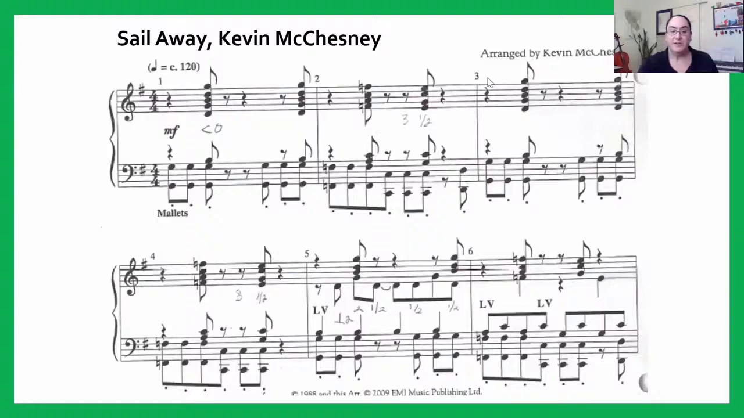So also an argument for being able to read bass clef and treble clef at the same time, because if you look at bass clef, stems down, they've got almost that whole bar of rhythm. So if you can see that they're playing on the eighth notes, it's going to be a lot easier for you to come back in at the right time.